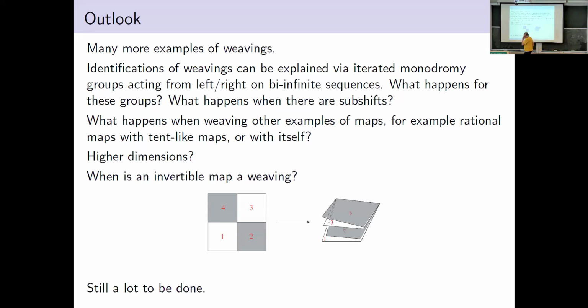One thing that I pushed very much into the background is that these identifications of these sequences can in fact be done using the iterated monodromy group. The iterated monodromy group usually acts on sequences like binary or dyadic sequences, but now we have 2 groups that act on bi-infinite sequences, one acting from the left and one acting from the right. So there's still a lot to be done.